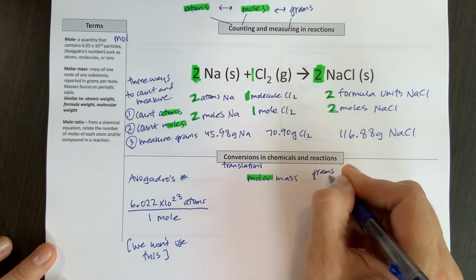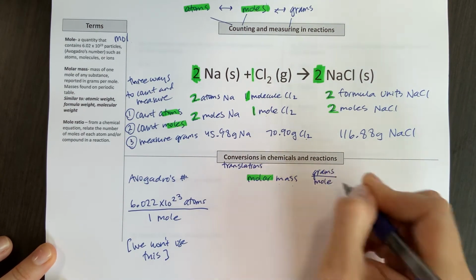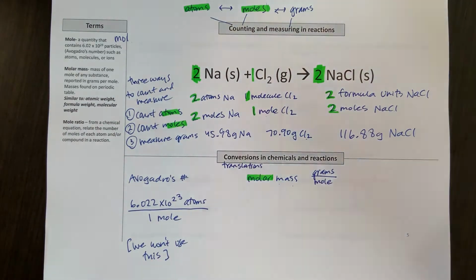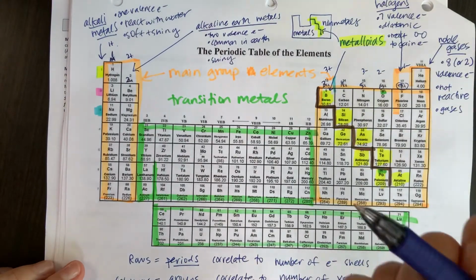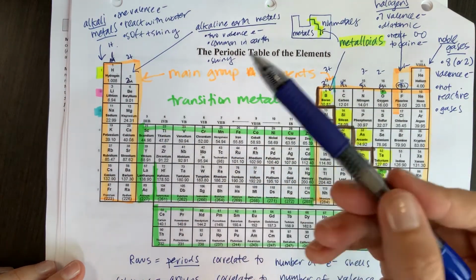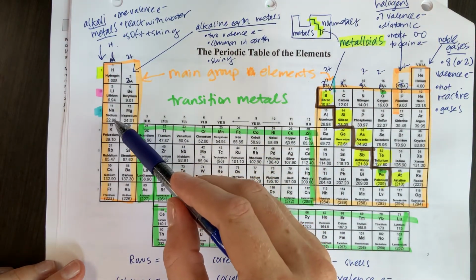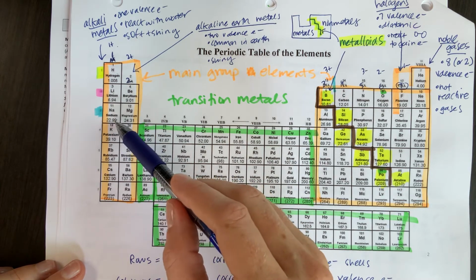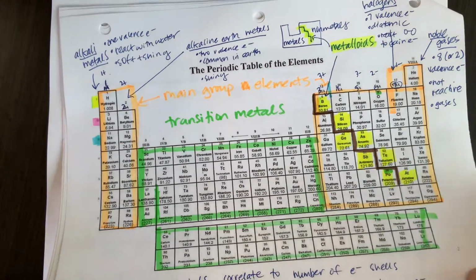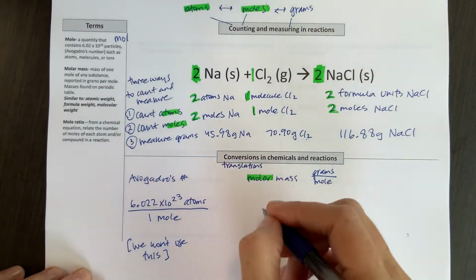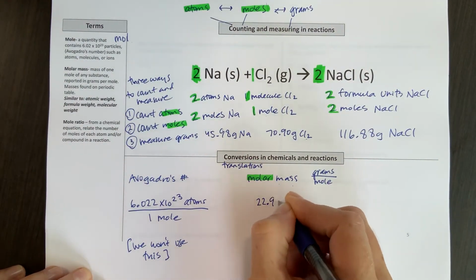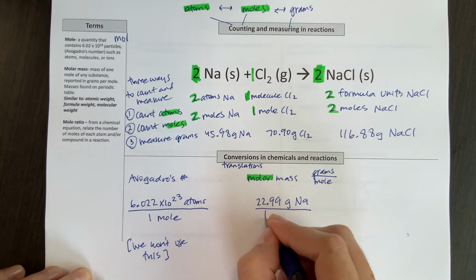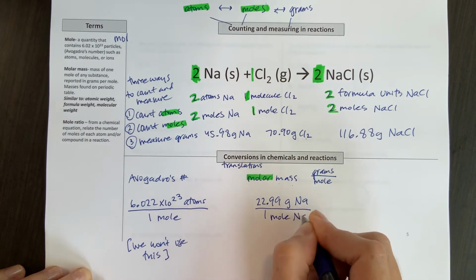So grams per mole. So for example, if I'm looking at sodium and I go to the periodic table, you just want to know how to use your periodic table, right? Don't memorize it, just use it. This mass here at the bottom, 22.99, tells me in grams the mass of 1 mole of sodium atoms. So I could say 22.99 grams of sodium, again, put the chemical on it, per 1 mole of sodium.